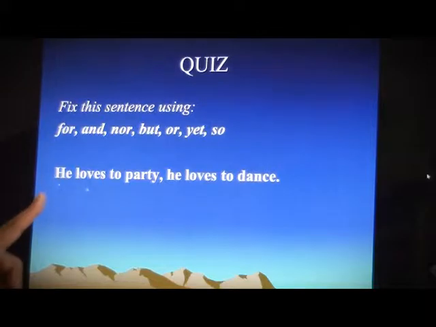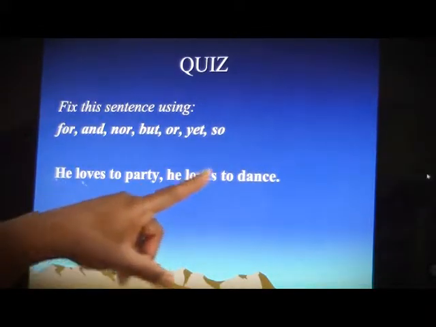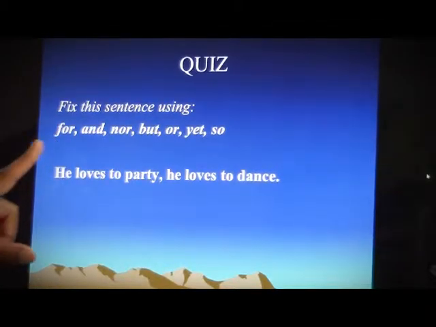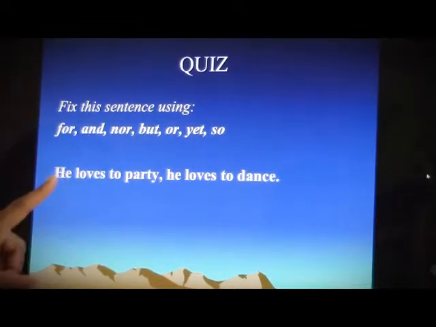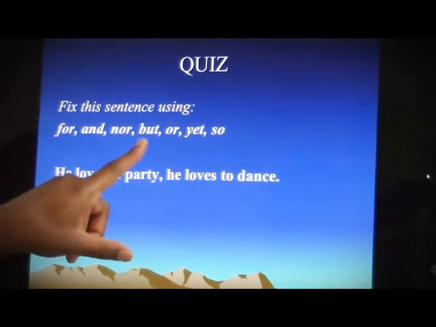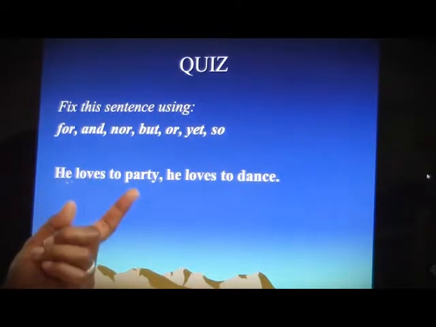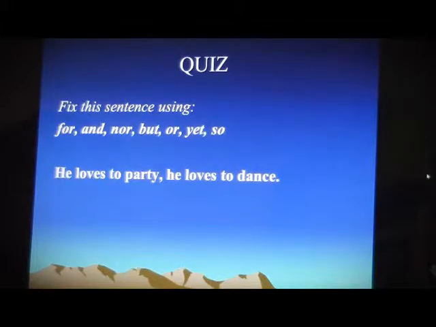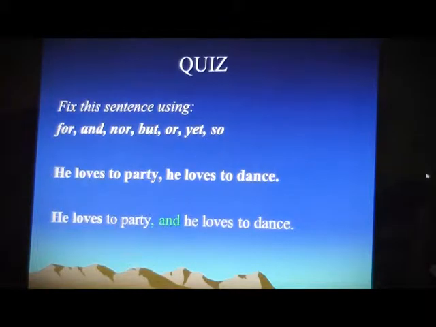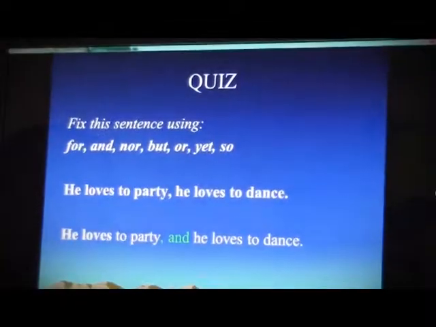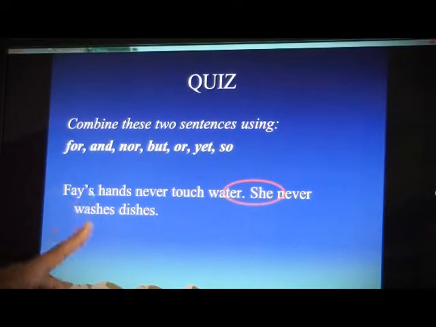Fix this sentence. He loves to party. He loves to dance. What do you think is the best one? He loves to party for he loves to dance. He loves to party and he likes to dance. He loves to party nor he loves to dance. But he loves to dance or yet so. What do you think is correct? What comes naturally to you? Let's see what the computer says. He loves to party and he loves to dance. Good answer. All right.